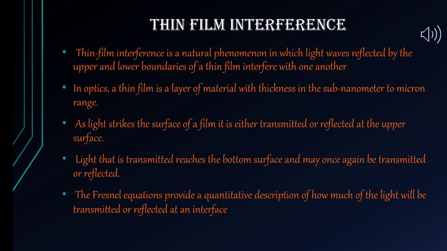Thin film interference. Thin film interference is a natural phenomenon in which light waves are reflected back by the upper and lower boundaries of a thin film. In optics, a thin film is a layer of material with thickness in the sub-nanometer to micron range. As light strikes the surface of the film, it is either transmitted or reflected at the upper surface. Light that is transmitted reaches the bottom surface and may once again be transmitted or reflected. Right, this is the thin film interference.